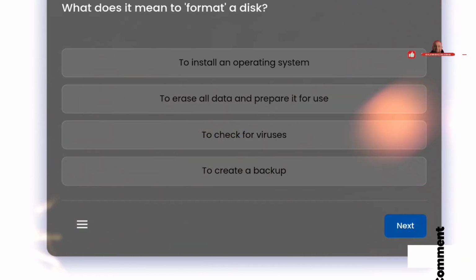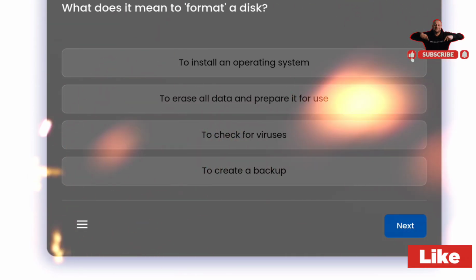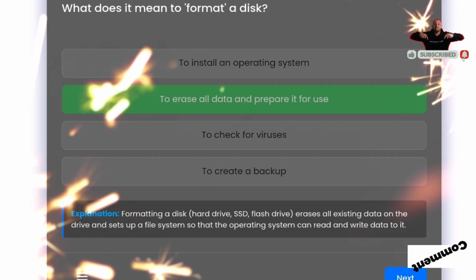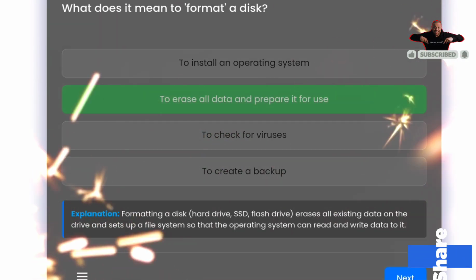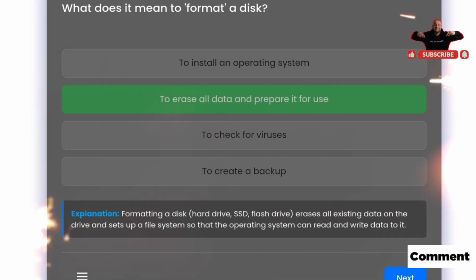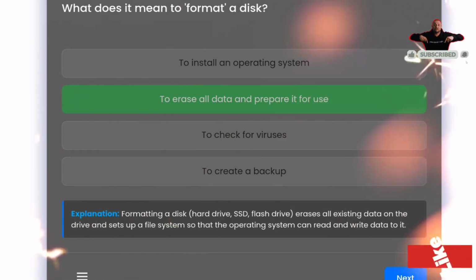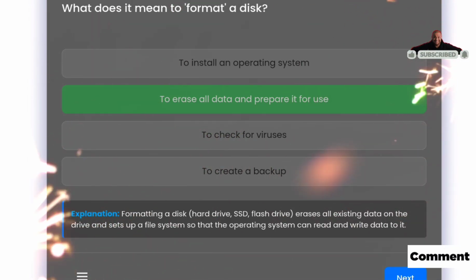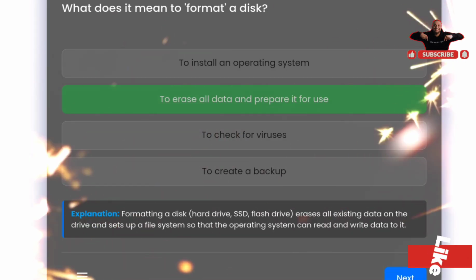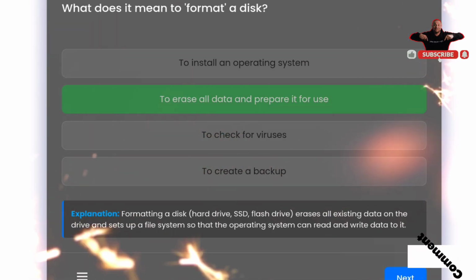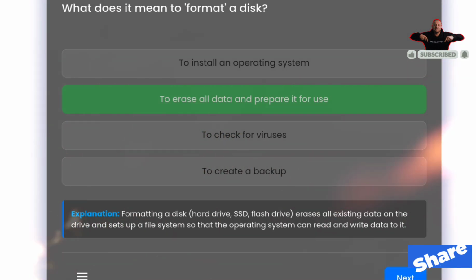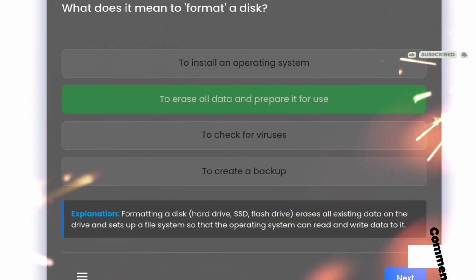What does it mean to format a disk? To erase all data and prepare it for use. Formatting a disk, that means a hard drive, SSD, or flash drive, erases all existing data on the drive and sets up a file system so that the operating system can read and write data to it.